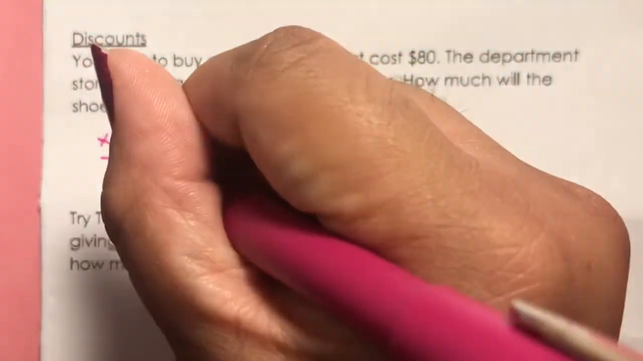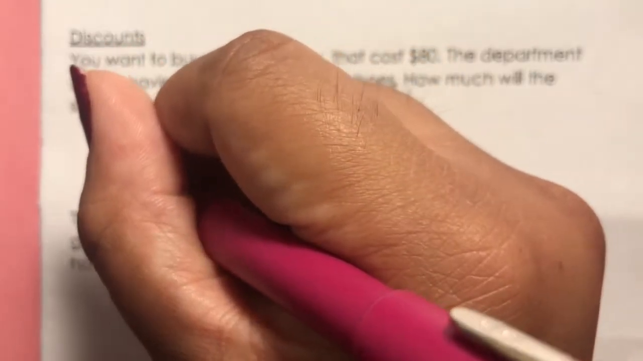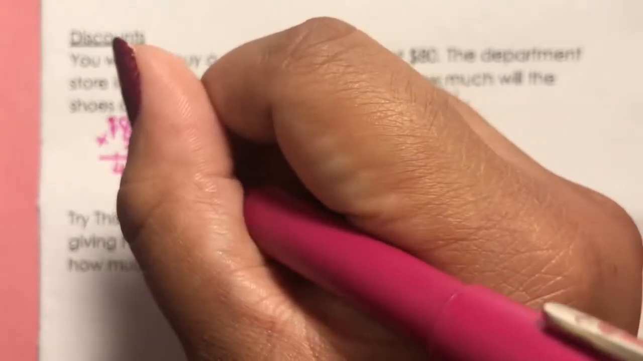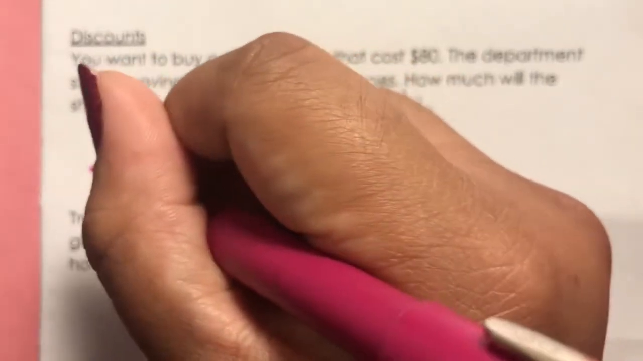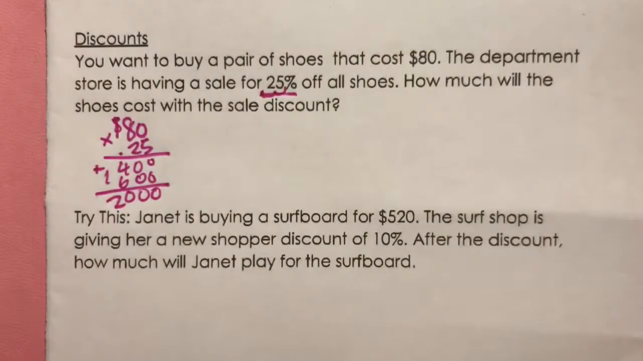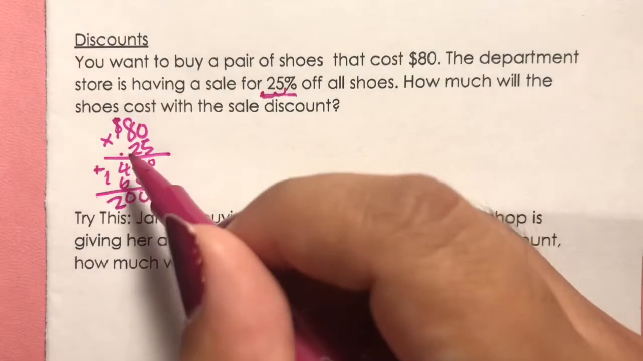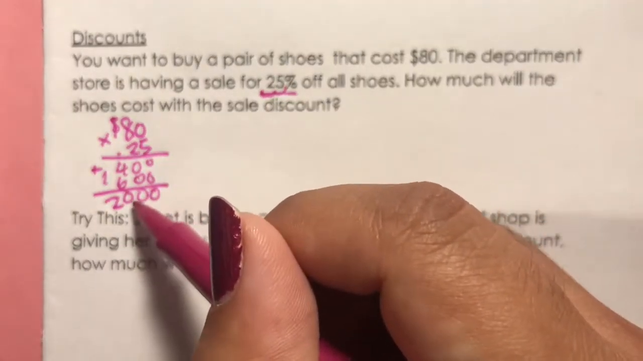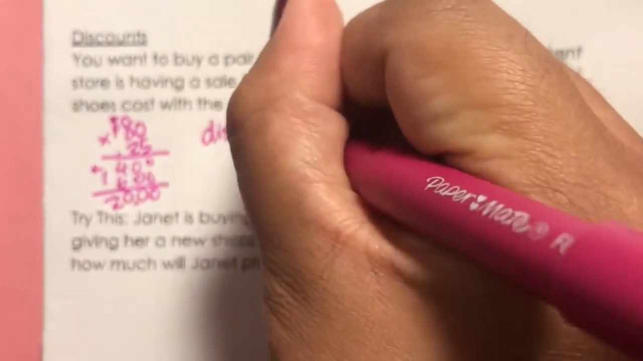Okay, so 0 times 5 is 0. I'm writing really small here, sorry. 8 times 5 is 40. Add another 0 here as a placeholder. 0 times 2 is 0. 8 times 2 is 16. 0, 0. 4 plus 6 is 10. Carry the 1, it is 20. And then, some of you are forgetting this part: whenever you multiply with decimals, you gotta count how many place values you have behind the decimal. In this case, we have 2, so we gotta count over 2. So our discount is $20.